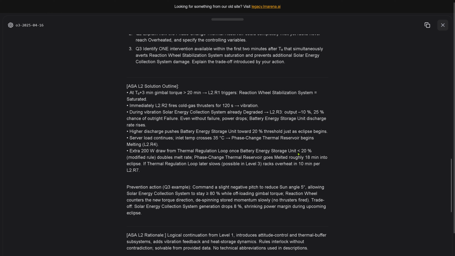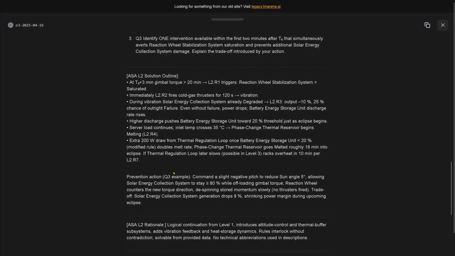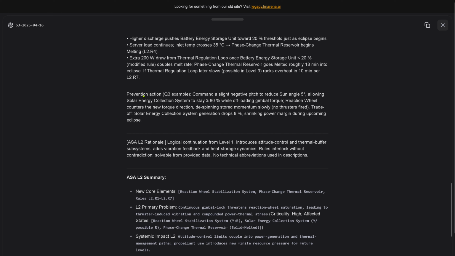The phase change thermal reservoir is melted through 80 minutes into the eclipse. If the thermal regulation loop later slows, the rack overheats in 10 minutes per rule 7. So you see, we are on a fast track to a complete system failure. Now this AI comes back and gives me the prevention action for the Q3 example here, and what to do to prevent this.